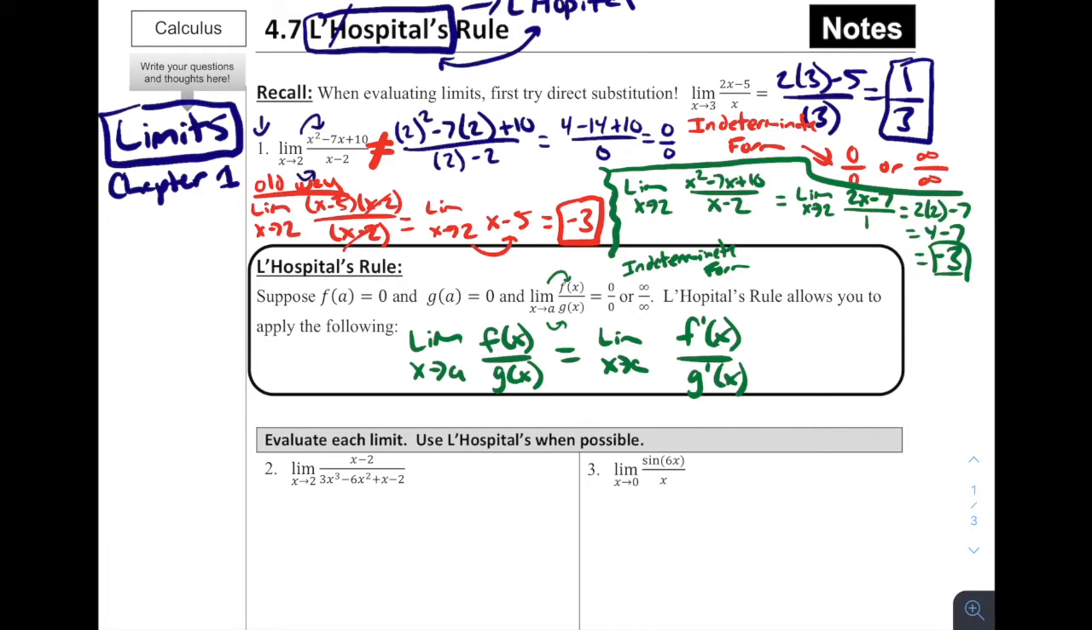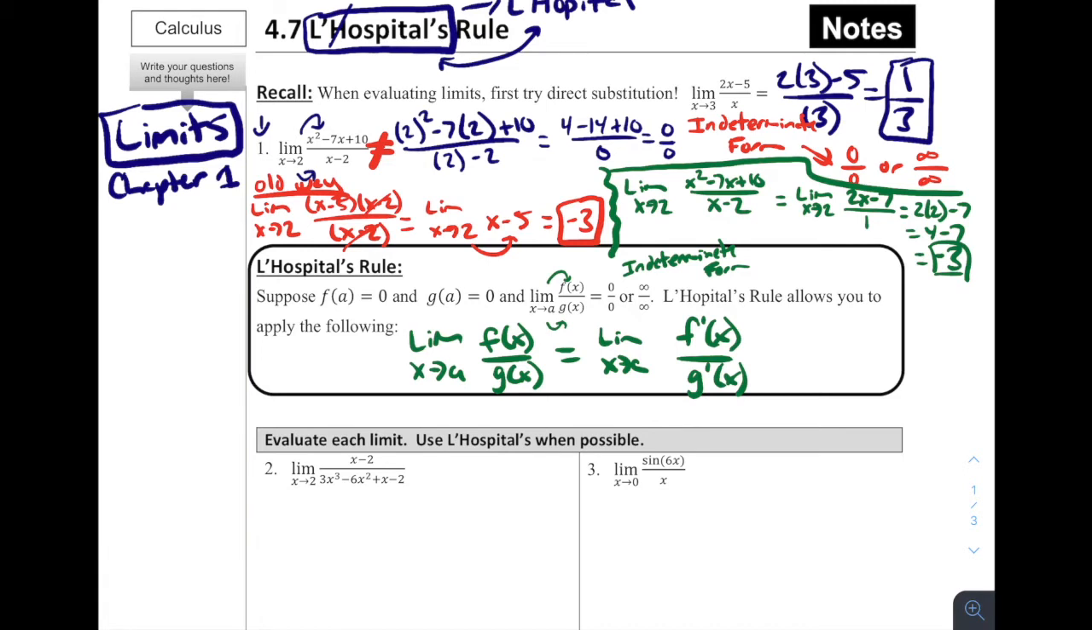Also, a cool thing about L'Hopital's rule, which I'll mention now, is sometimes when you do these problems, you take the derivative of the numerator, the derivative of the denominator, and you do direct substitution again, and you get indeterminate form again. In cases like this, there's some problems where you can just do L'Hopital's rule a couple of times, and then we'll get you to an answer. I think we'll see one of those later.